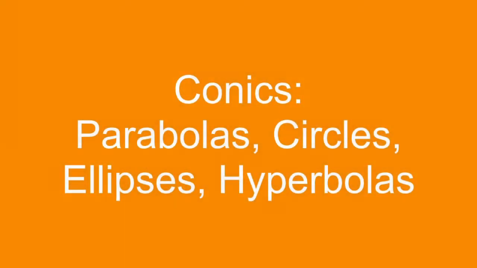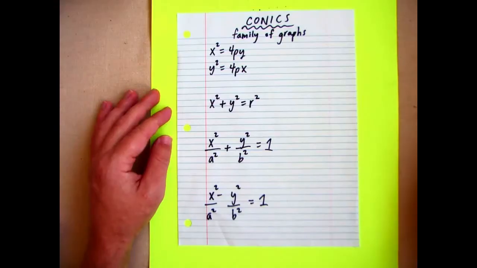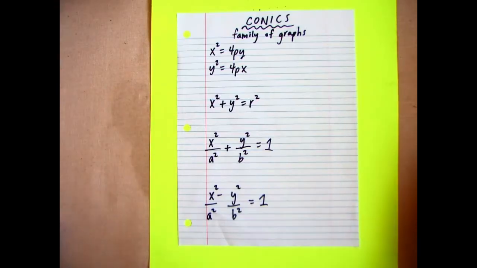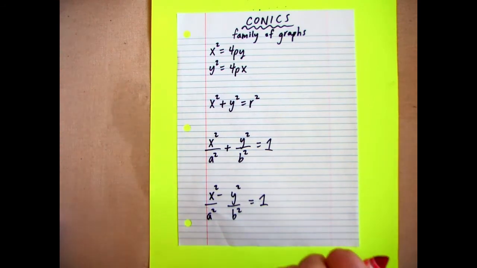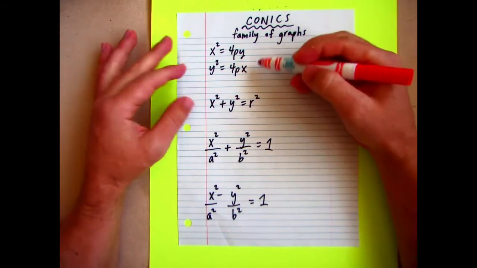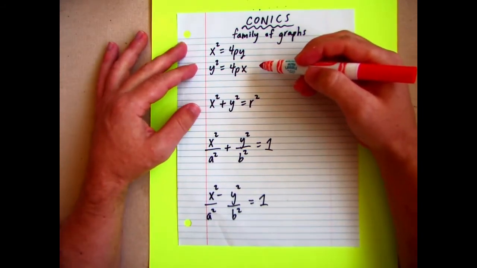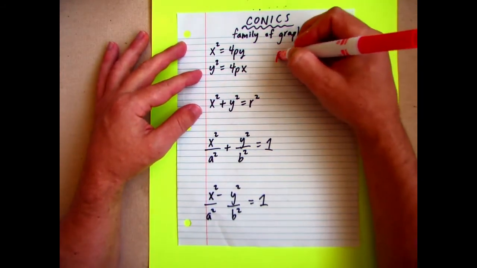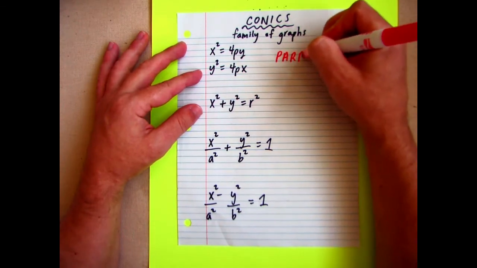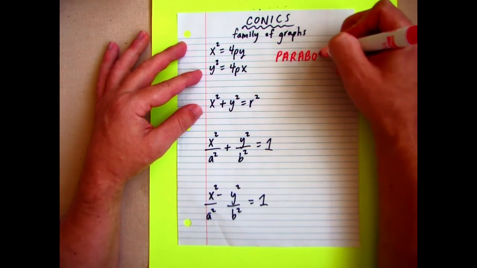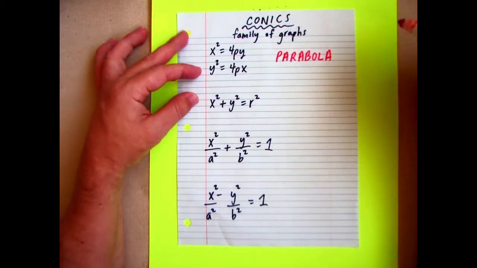Okay, so in this long video, we're going to talk about conics: parabolas, circles, ellipses, and hyperbolas. We've touched upon these graphs before, but now we're going to take it a step further. So this family of graphs are called conics. So hopefully by now, you've been able to identify the graphs based on the form of the equation.